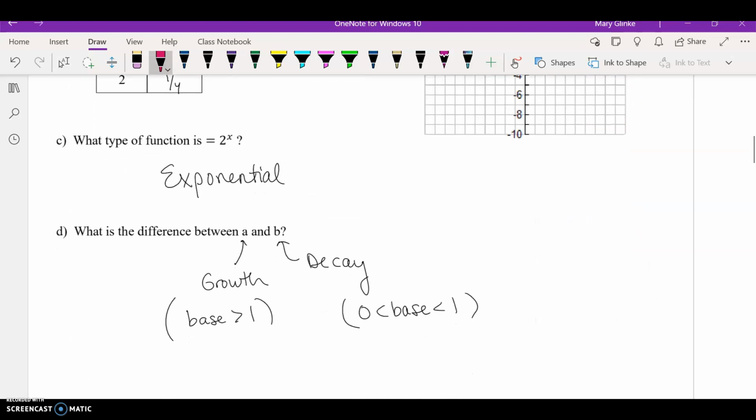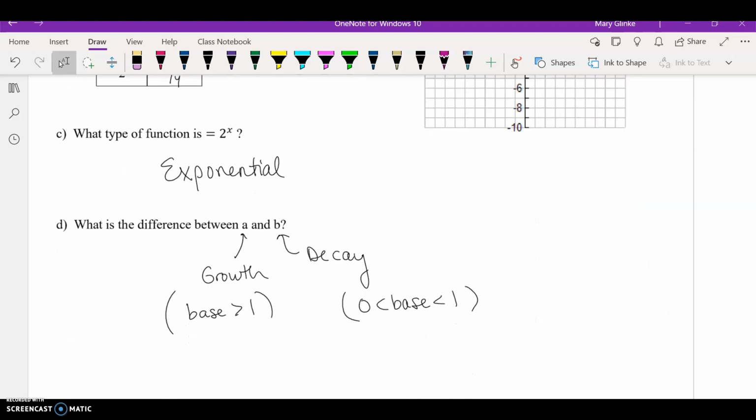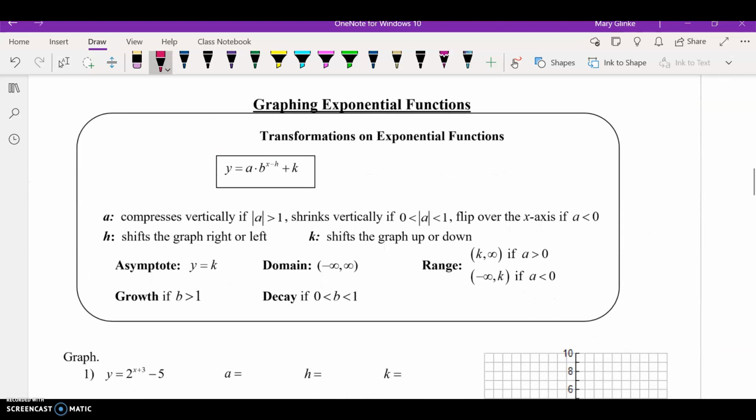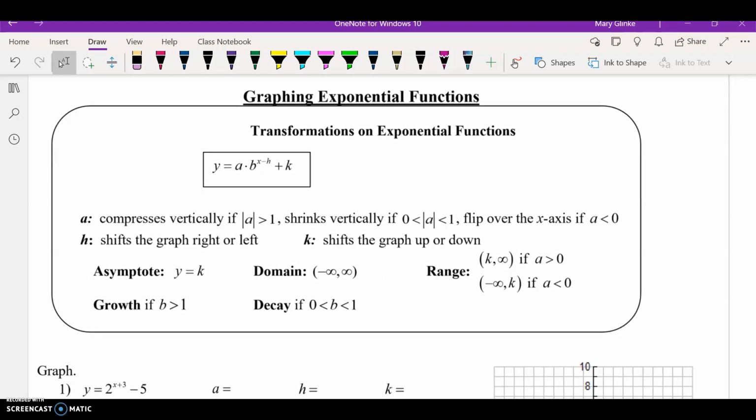So that's what parts C and D kind of get at. These are both exponential functions, where the first one was growing forever from left to right, and the next one is decreasing forever from left to right. So the first one was growth, and the second one decay. So we're going to be able to graph exponential functions by creating tables of values and then moving those all around, left, right, up, and down.